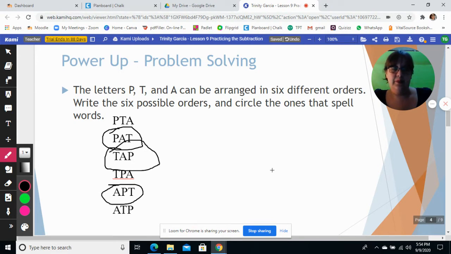So there we go. All right, and we can check our work by making sure that it fits all of the things that are required in this problem. We used all 3 letters. We found it in 6 ways, and we circled all the words. All right, moving on.